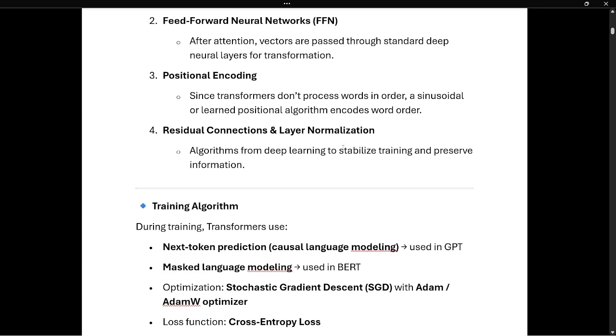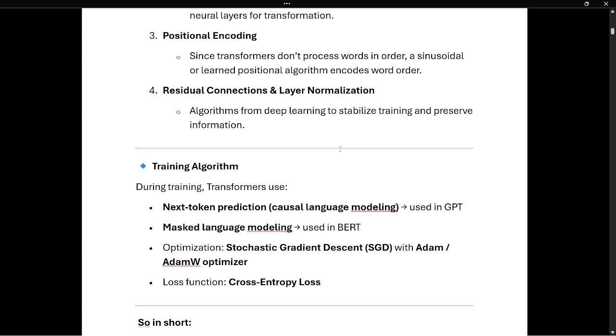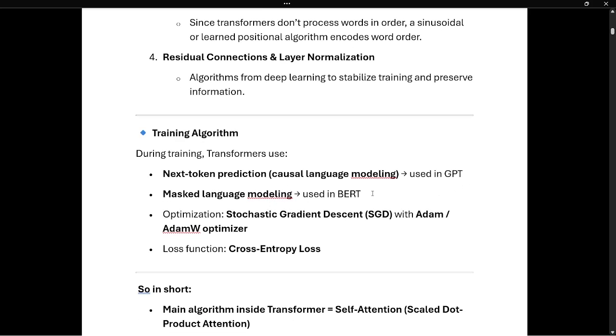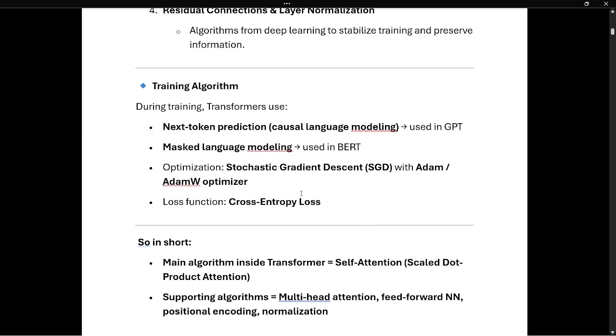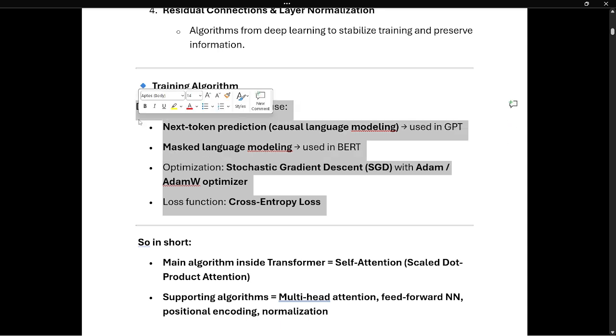Then we have the training algorithm. During training, the transformer uses next token prediction: causal language modeling used in GPT, and masked language modeling used in BERT. For optimization we have SGD and other optimizers. We have loss functions like cross entropy loss. So these are the things we use for training on the data.